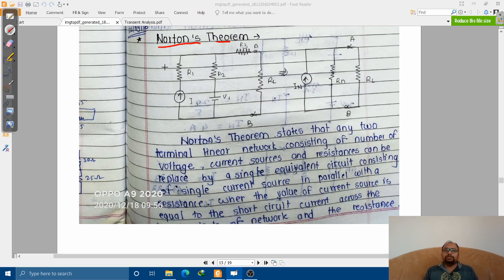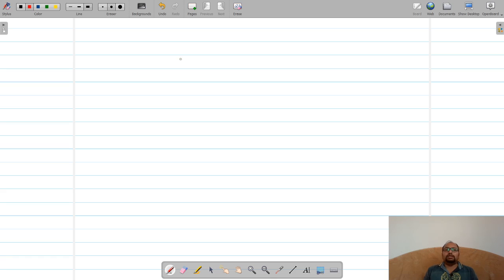In Thevenin's theorem, the motto is to convert a multiple resistor, multiple source network into a very simplified circuit consisting of only one voltage source and one equivalent resistance. So this is the motto of Thevenin's theorem.